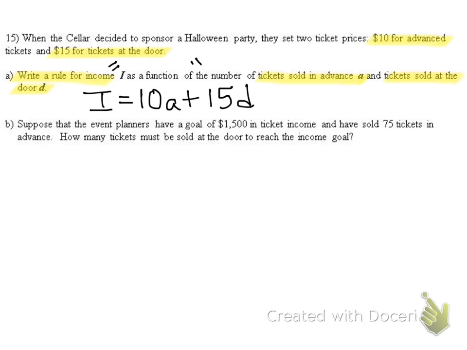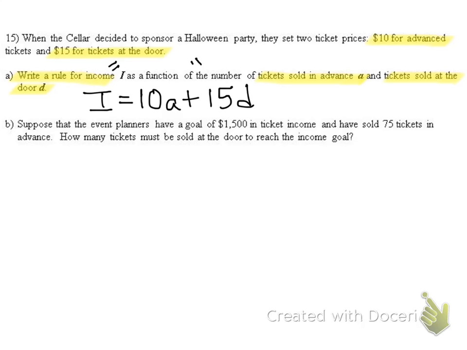We're going to use the money information from the word problem. Advance tickets are $10, so we'll show that with 10A. And tickets at the door are $15, so we'll show that with 15D. And if we add those two quantities together, it should equal our total income.